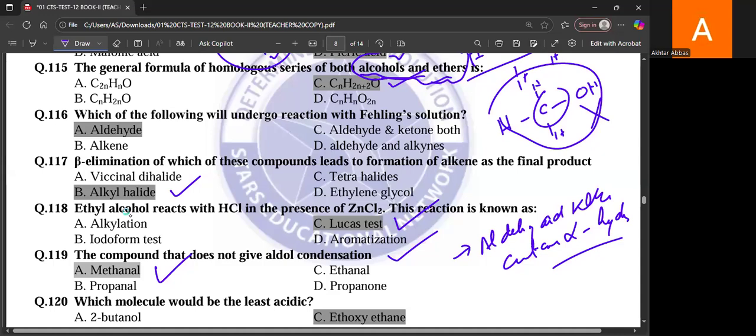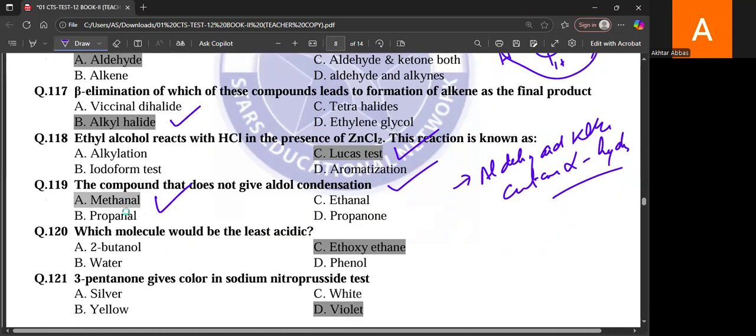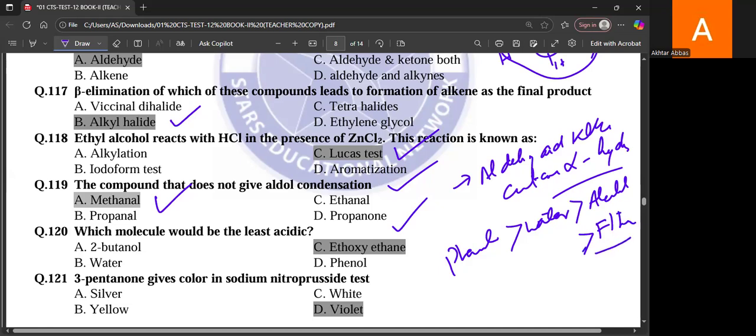Which molecule would be least acidic? Okay, it is ethers. So your best option is Charlie. You know the acidic order when comparing phenol, water, and butanols: phenol is more acidic, then water, then alcohol, and in the last, ether.